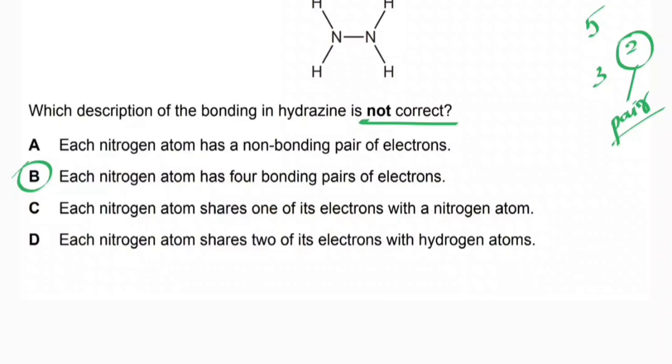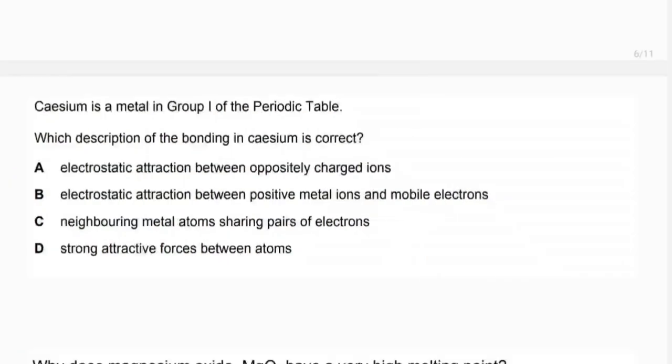Each nitrogen atom shares one of its electrons with the other nitrogen atom, which is again correct. We are looking for an incorrect answer. Each nitrogen atom shares 2 of its electrons with hydrogen, which is again correct. We are looking for an incorrect statement.